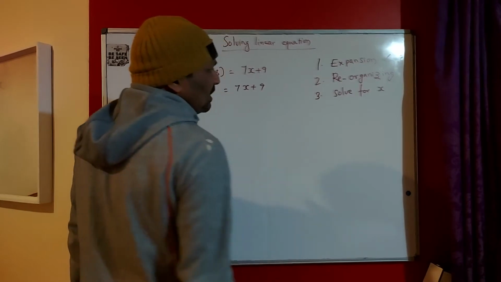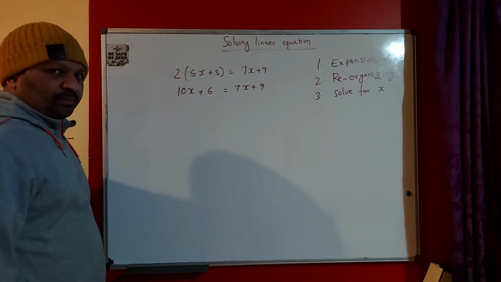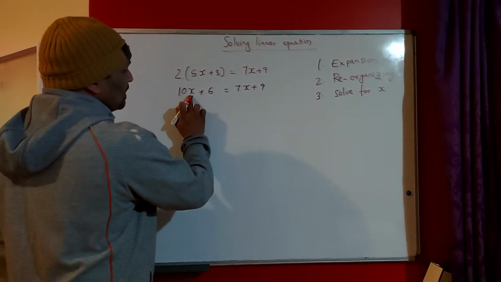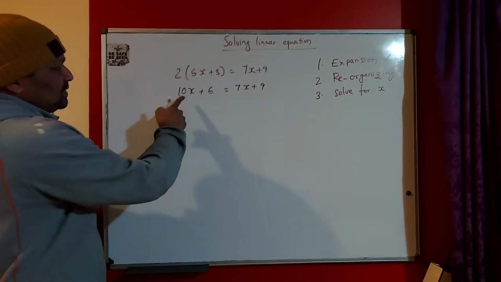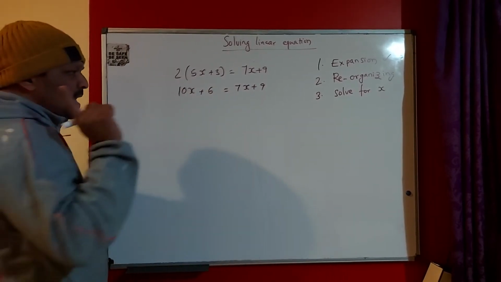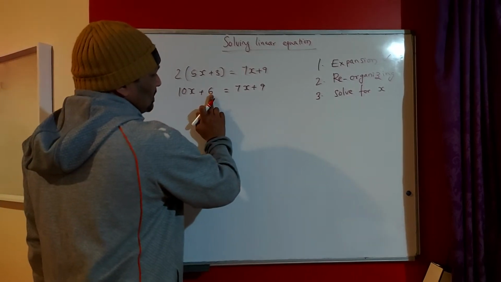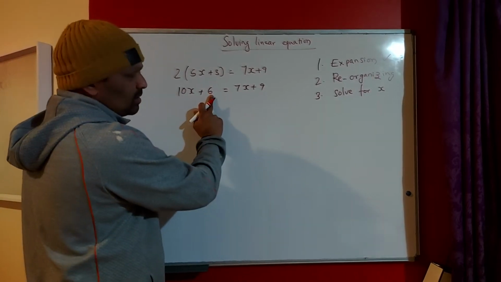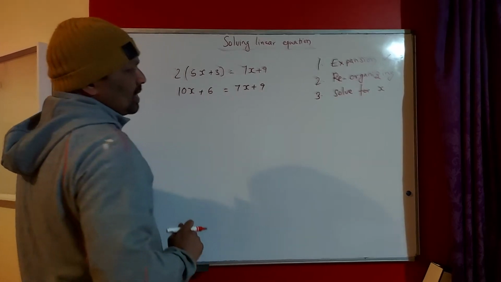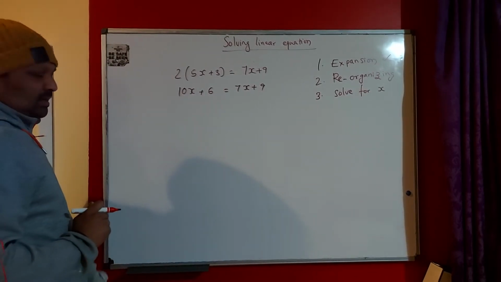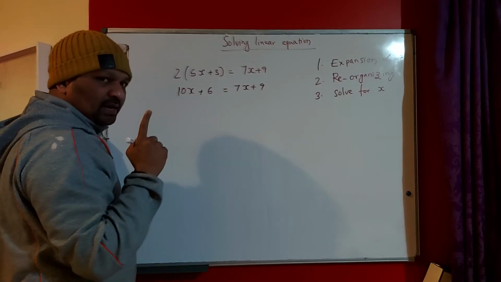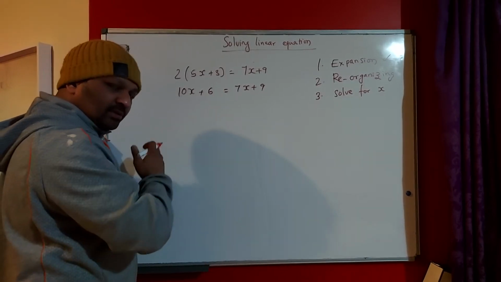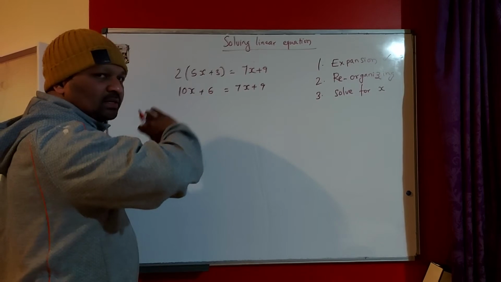What do I mean by reorganizing those terms? So here, this is the term having x and this is the term having x. Okay, these are the two terms having variables. And we also have the terms that are constants. This is the term having a constant. This is another term that is having a constant. When I say reorganize, we have to reorganize the terms such that all x terms come to one side, all constants go to the other side.